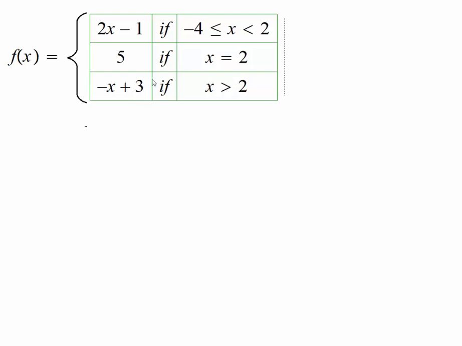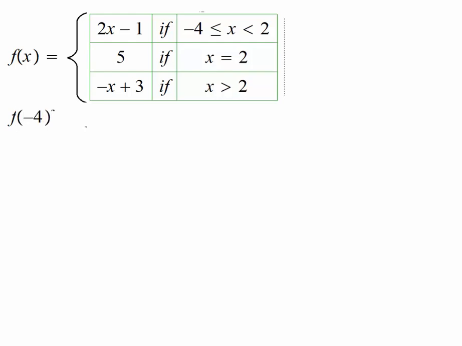Now we are given this piecewise defined function where the function is defined by the expression 2x minus 1, giving us a linear graph, if x is between -4 and 2, and of course at -4 we follow this definition, and at 2 we follow the definition in the second row. So before graphing the function, let's note some values at some key points.